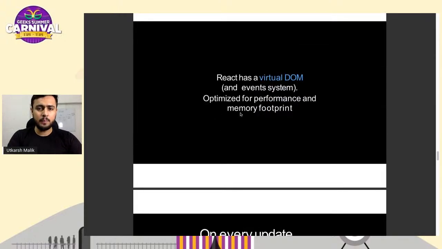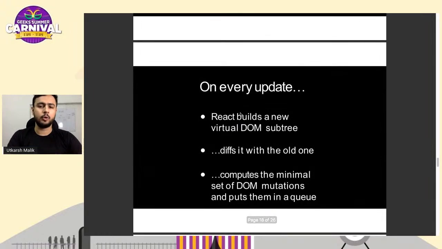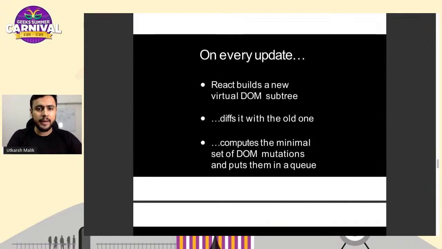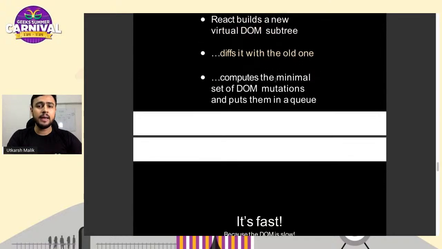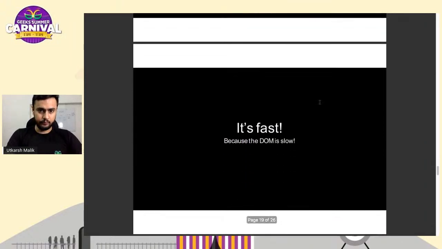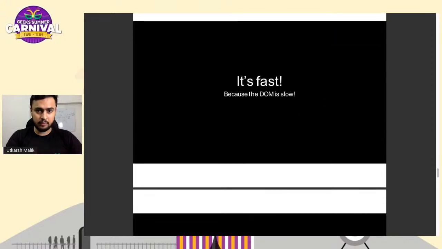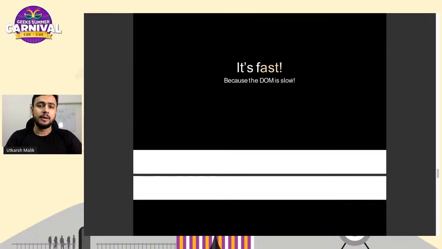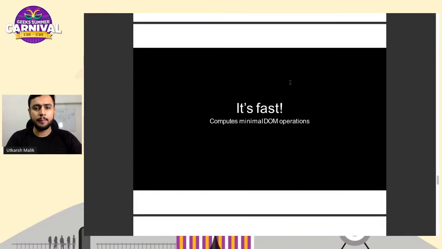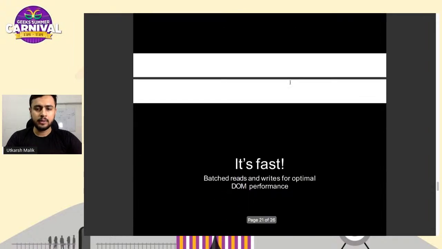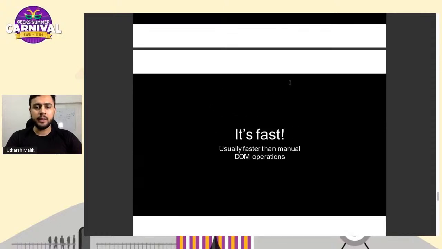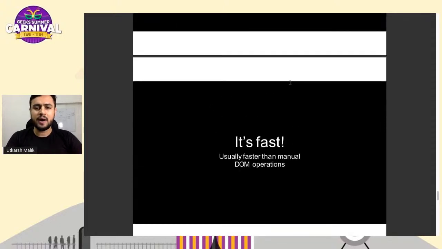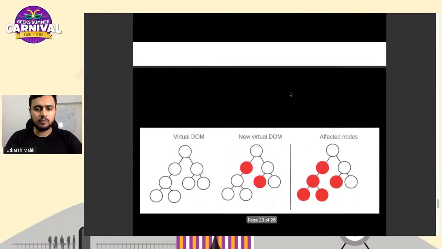So React has a virtual DOM which is optimized for performance and memory footprint. So on every update, React will build a virtual DOM subtree. It will differentiate it with the old one, compute a minimal set of nodes that are different, and put them in a queue. It is very, very fast because the normal DOM manipulation was slow, and it computes minimal DOM operations. It does a batch read and write for optimal DOM performance. So this concept of virtual DOM is usually faster than manual DOM operations. So this was the biggest advantage.